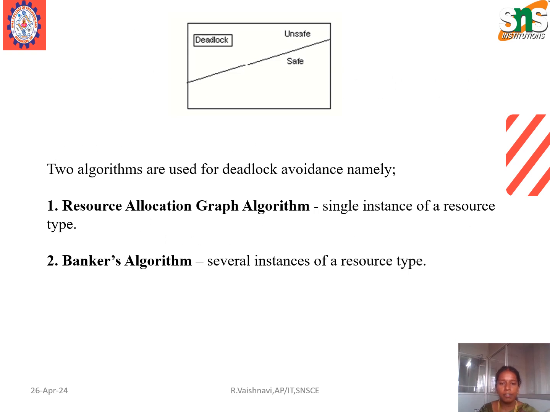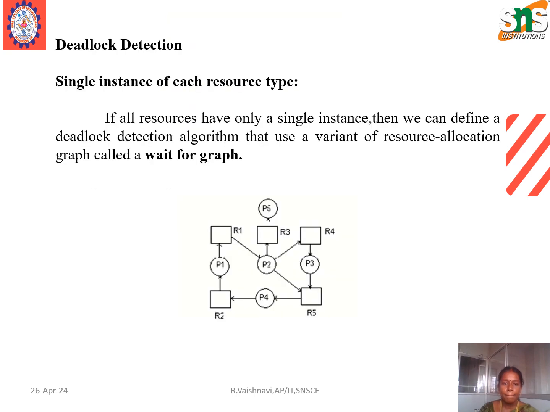Next one, here we have the diagrammatic representation. First one, deadlock. If deadlock occurs, that condition is the unsafe condition. Next one, two algorithms are used for deadlock avoidance, that is the resource allocation graph algorithm and the banker's algorithm. Resource allocation graph algorithm is for a single instance of the resource type. The next algorithm is the banker's algorithm, which is for several instances of the resource type.